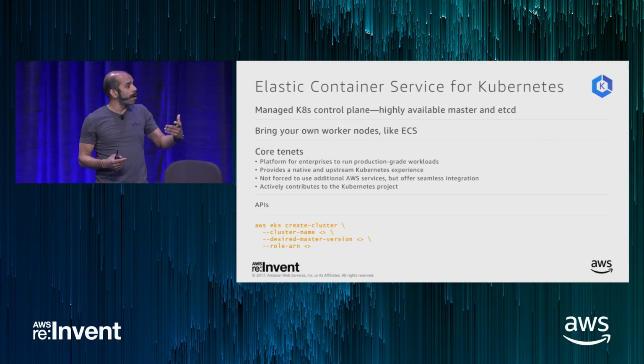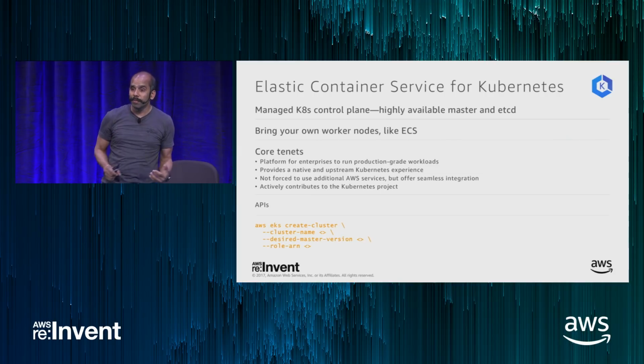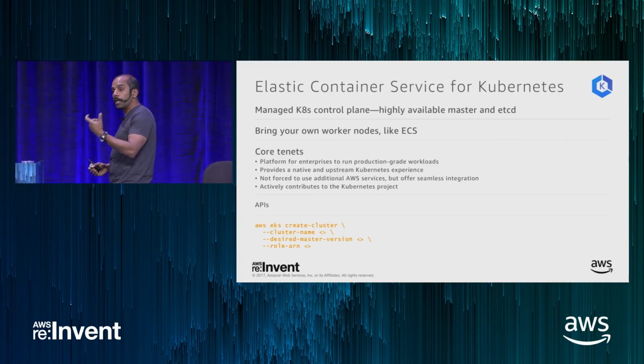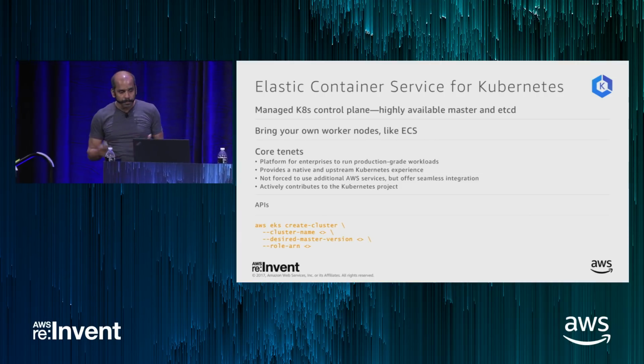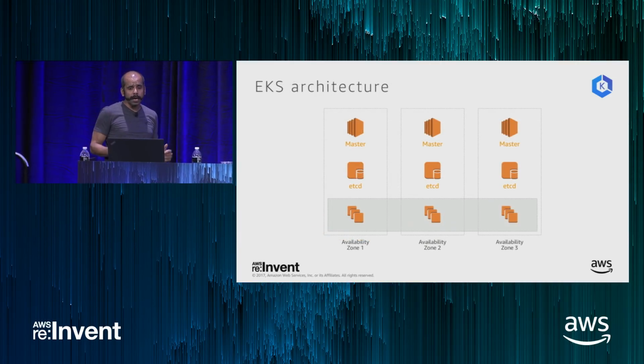And then I give it a role ARN. My role ARN is actually my IAM name, which is the right integration that we are building into kubectl itself. And this is something we're working with Heptio Labs on. So that's about my EKS architecture.